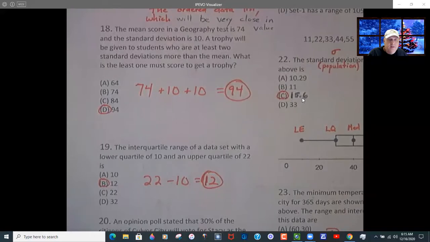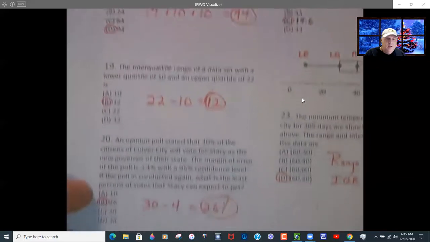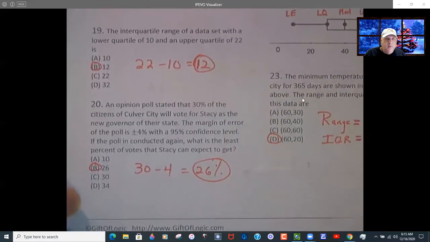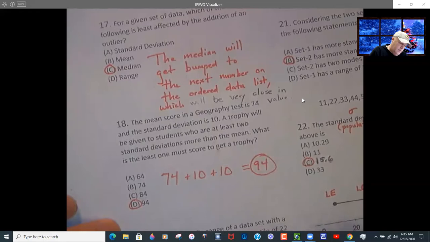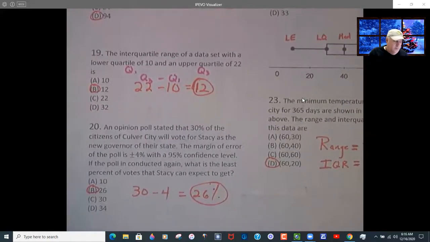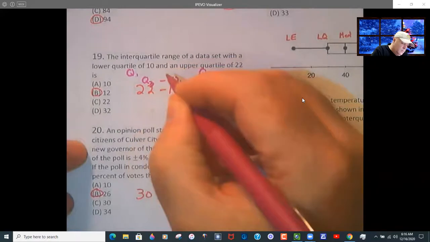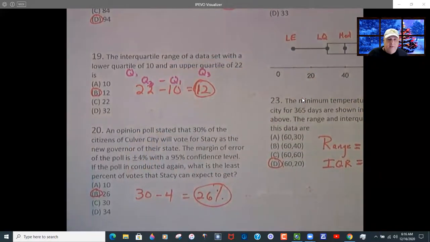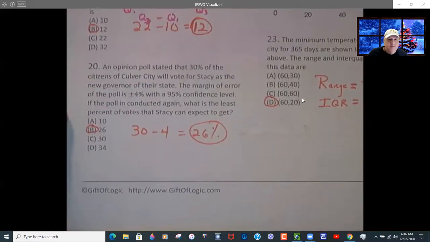Okay, so did at least 2 standard deviations more than the mean. So you add 2, if you're 2 to the left, which would be not so good, you would be at 54. The interquartile range of a data set with a lower quartile of 10 and an upper quartile of 22 is, so it's always Q3 minus Q1 when you do it. And it's really used to determine outlier boundaries, but we don't want to do outlier boundaries in this. We just want to do the IQR.